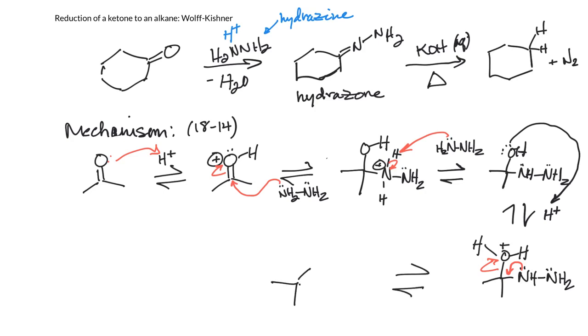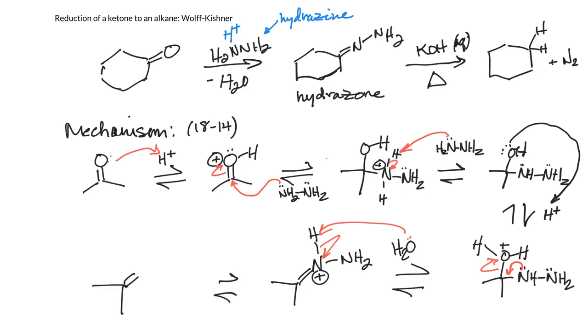Now we have plus charge on the nitrogen, and since water just left, we could use that to remove an extra proton, and that should give us our hydrazone.